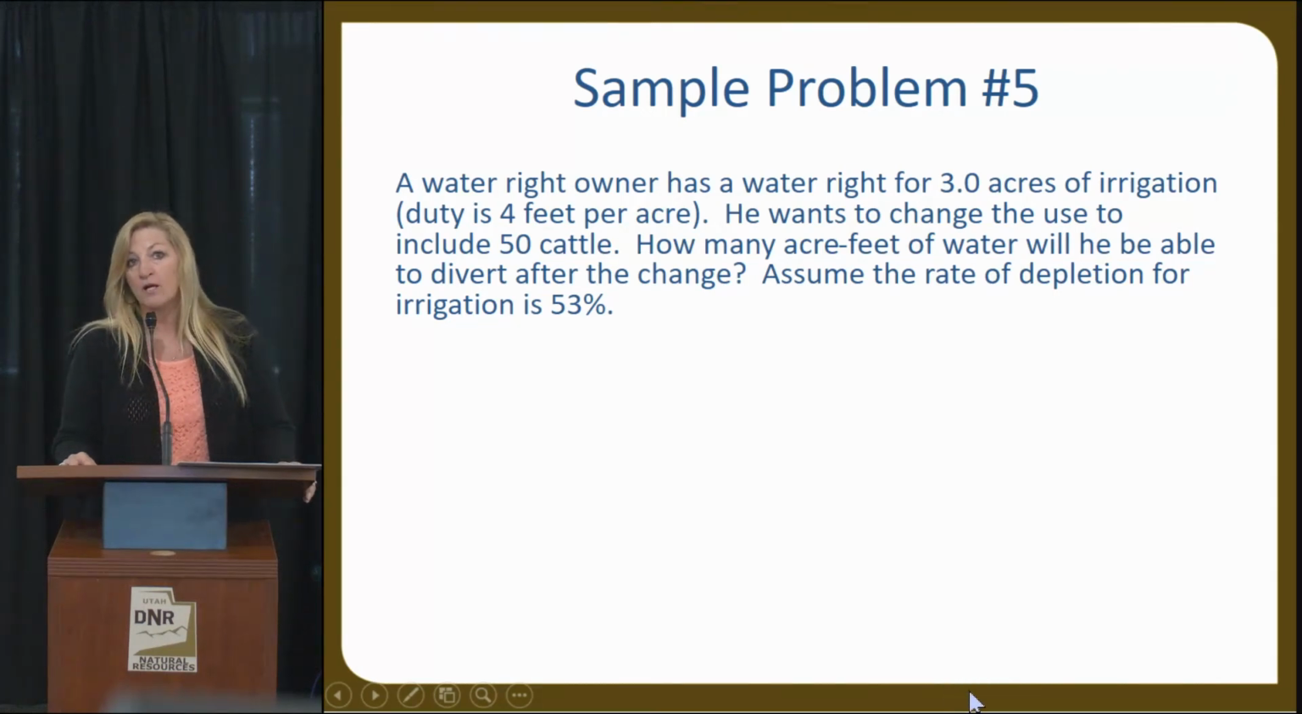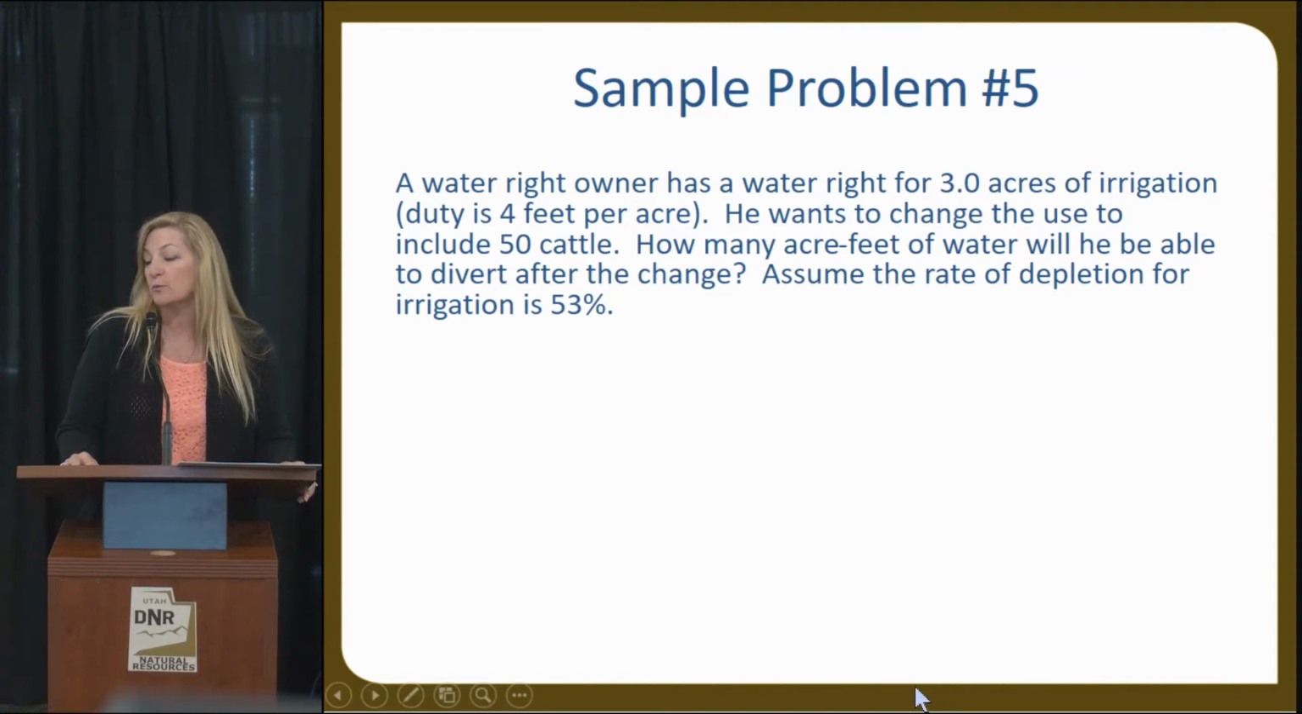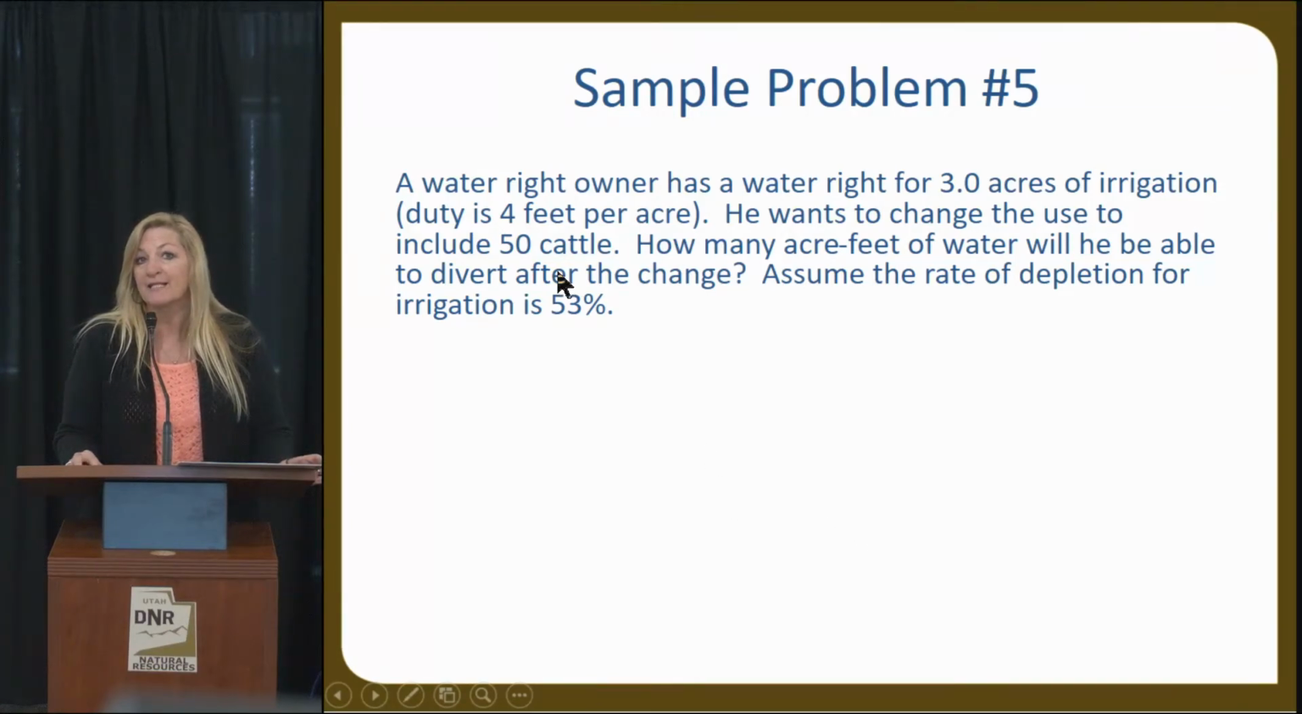So say a water right owner has a water right for 3 acres of irrigation, 4 acre duty. He wants to change the use to include 50 head of livestock. Okay. Livestock is considered 100% depleted. And depending on what part of the state you are in, it's roughly 50% depleted for irrigation, but this was the Camas area and is actually 53% depleted, okay? So how many acre feet of water will he be able to divert after his change application?